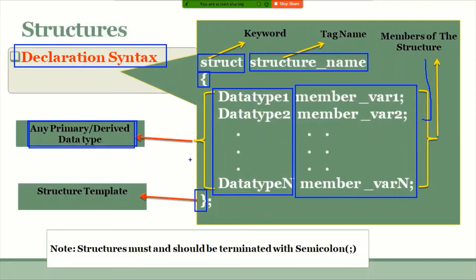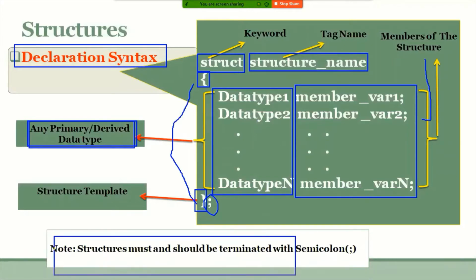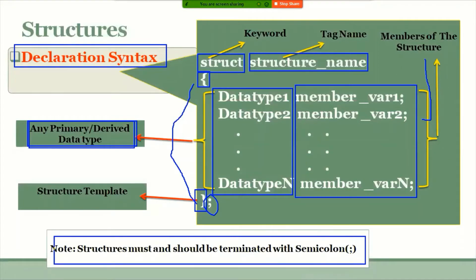And after declaring all these members in between the pair of curly braces, the structure needs to be terminated with one special symbol, that is a semicolon. So a structure declaration must and should be terminated with a semicolon. Each and every structure must be terminated with a semicolon. Once we terminate with this semicolon, this whole part is called the structure template.